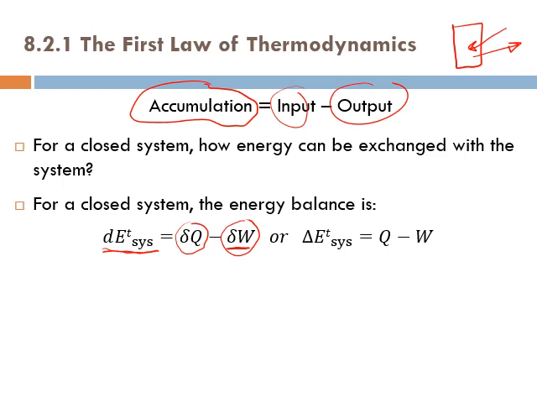Okay, so this is in the differential form. I can write it in the integral form and integrate this, and then the accumulation is simply written as delta E total of the system, that's accumulation, equals Q minus W.